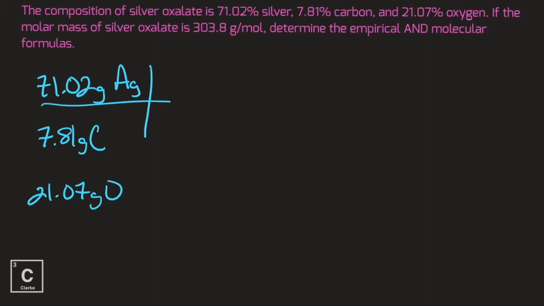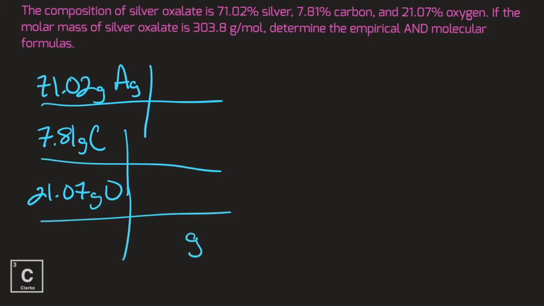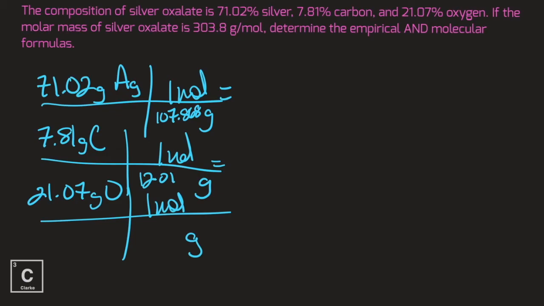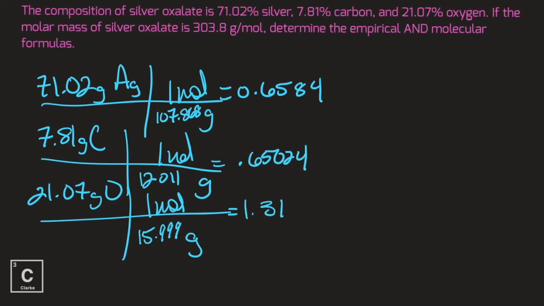Now we need to do mass to mole. I'm going to set up all of my problems, making my crosses and bringing my unit down, putting mole on top. Molar mass is off the periodic table. Silver, 107.868, carbon, 12.011, and oxygen, 15.999. Okay, I'm going to make these conversions using a lot of decimals. Okay, now we're ready to divide by small.